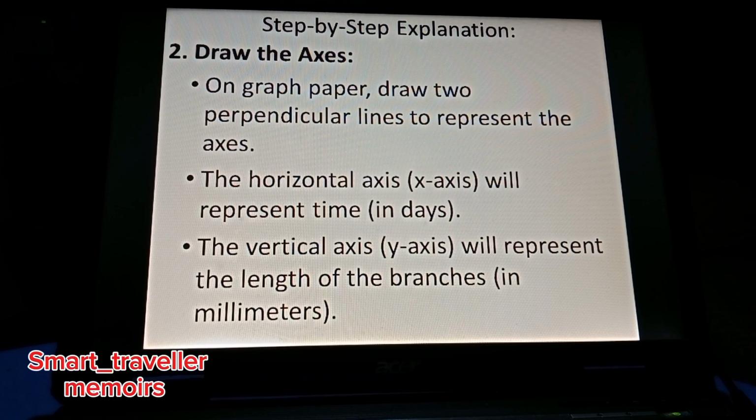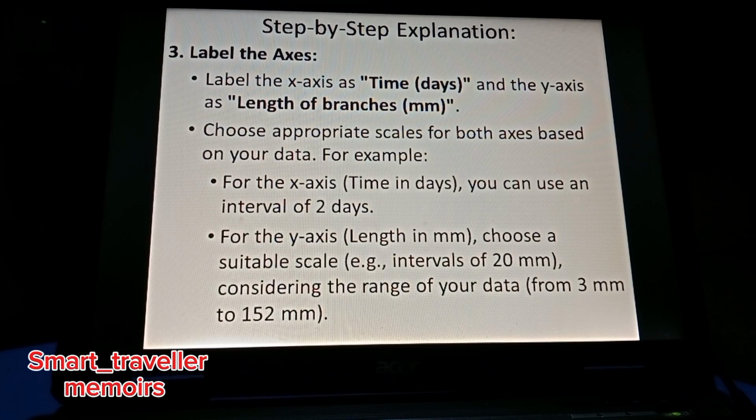Draw the axis on the graph paper provided in the question paper. You draw 2 perpendicular lines to represent the axis. The horizontal axis or x-axis will represent time in days. The vertical axis or y-axis will represent the length of the branches in millimeters. Label the axis, number 3. Label the x-axis as time, days, and the y-axis as length of branches in millimeters. Choose appropriate scales for both axes based on your data. For example, for the x-axis, time in days, you can use an interval of 2 days.